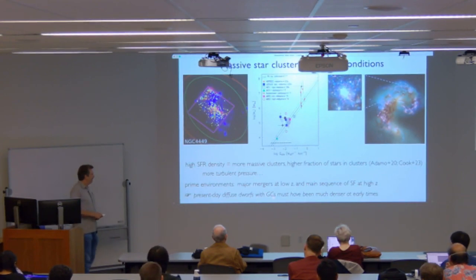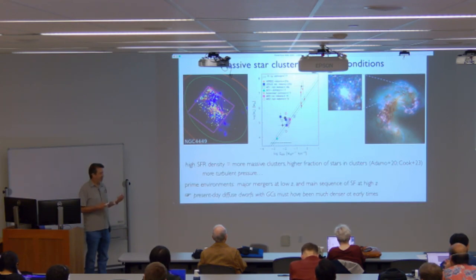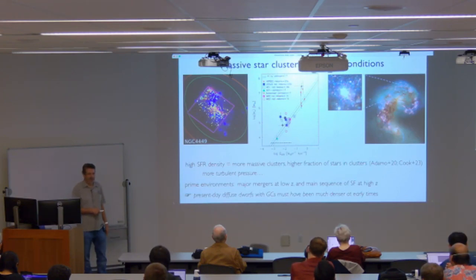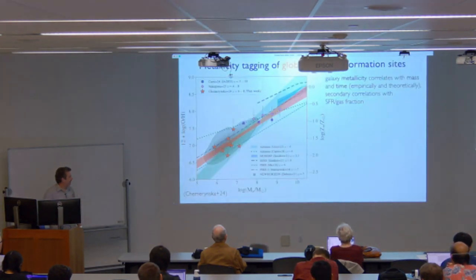One little side note is I'll talk a little bit later about diffuse dwarfs, ultra-diffuse galaxies, some of them with a lot of globular clusters. So in this context, it doesn't make sense that a very diffuse galaxy would form a lot of massive clusters. It tells us right off the bat that those dwarf galaxies must have been much higher density, let's say more compact, at earlier times, just based on basic physics.